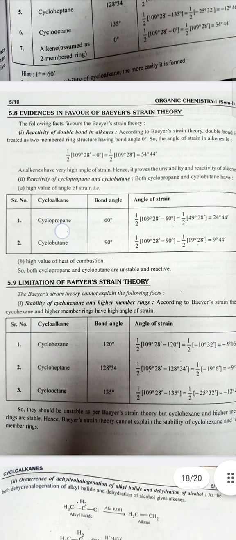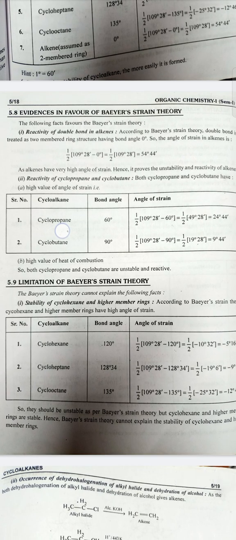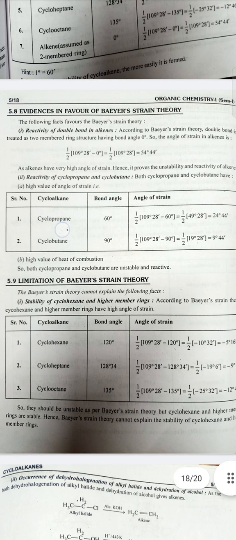Bayer's strain theory can't explain the following facts. Number 1. Stability of cyclohexane and higher membered rings. According to Bayer's strain theory, cyclohexane and higher membered rings have a high angle of strain, so they should be unstable as per the theory, but cyclohexane and higher membered rings are stable. Hence, Bayer's strain theory can't explain the stability of cyclohexane and higher membered rings.